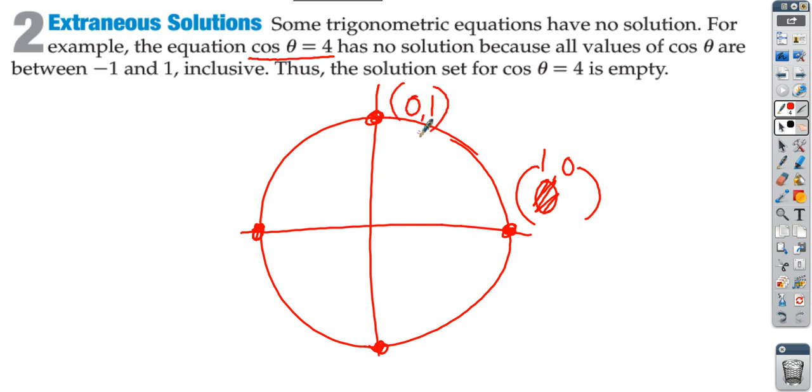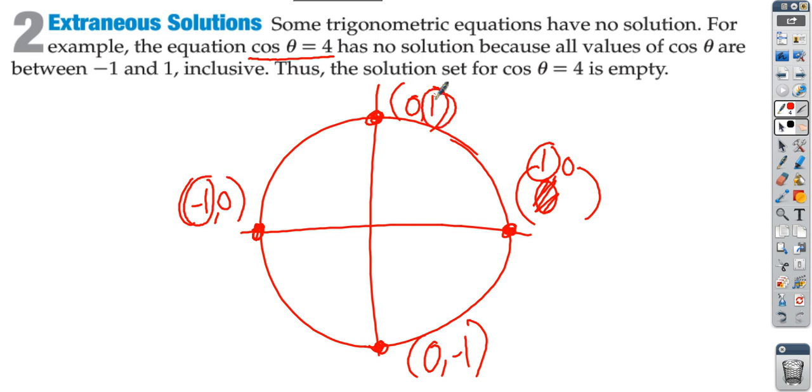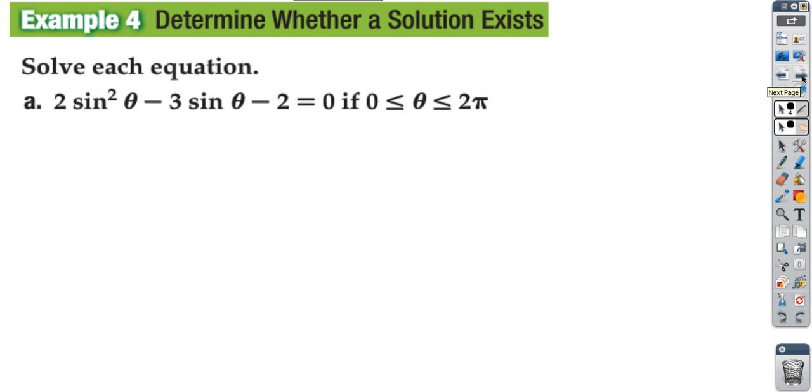That's 0, 1. This is -1, 0. And this is 0, -1. Notice that the biggest value of cosine is 1. The smallest is -1. Biggest value of sine is 1. The smallest is -1. So there is no angle that has a cosine of 4. That's impossible. Sometimes when you do these equations, you might not have any solution. So let's bear that in mind as we solve these. Usually, for a lot of these, you'll have at least some of it having a solution, but not all.